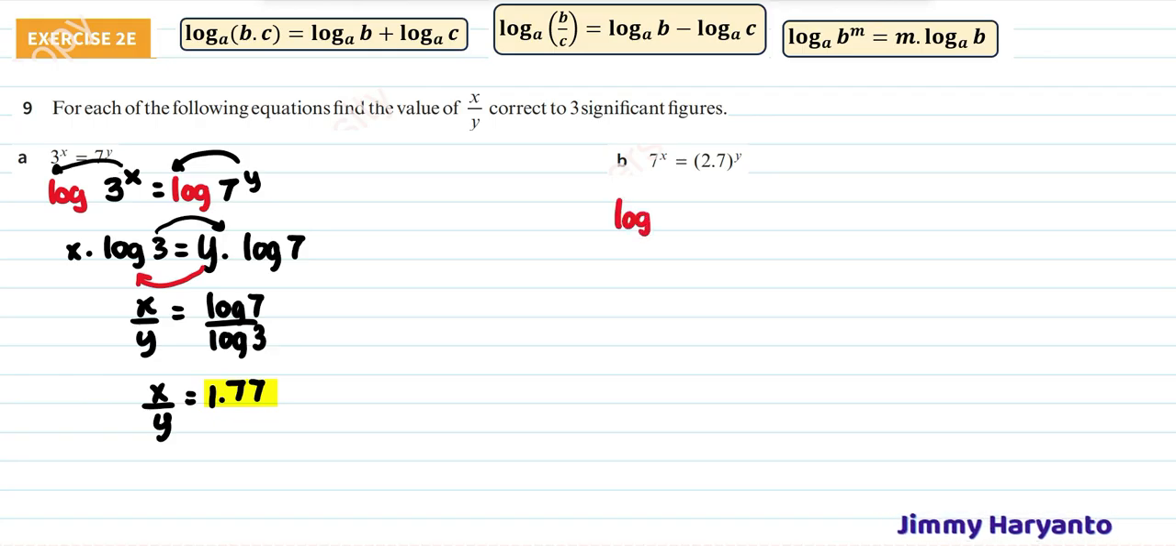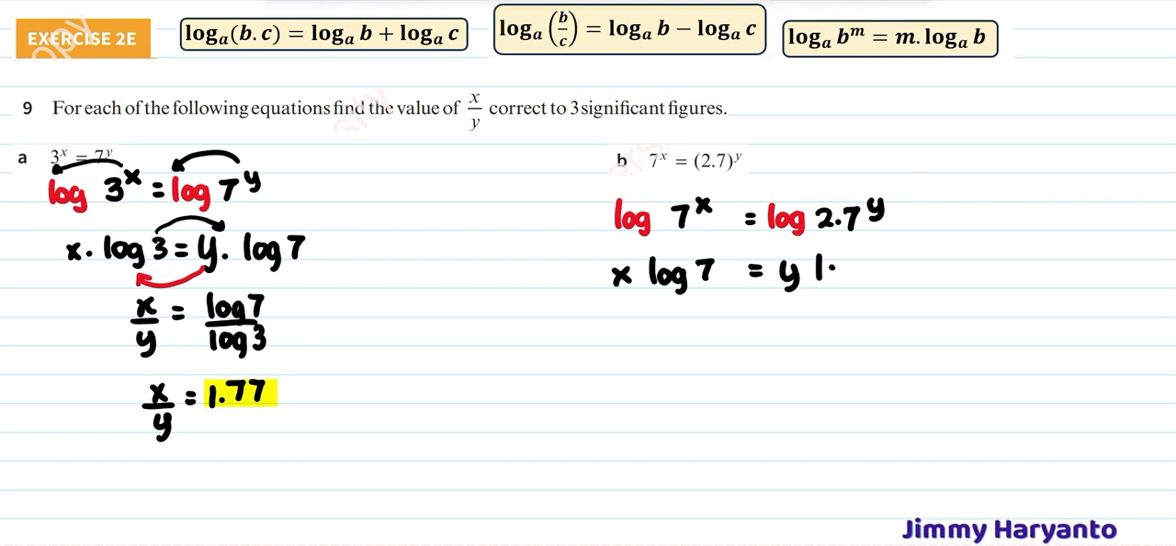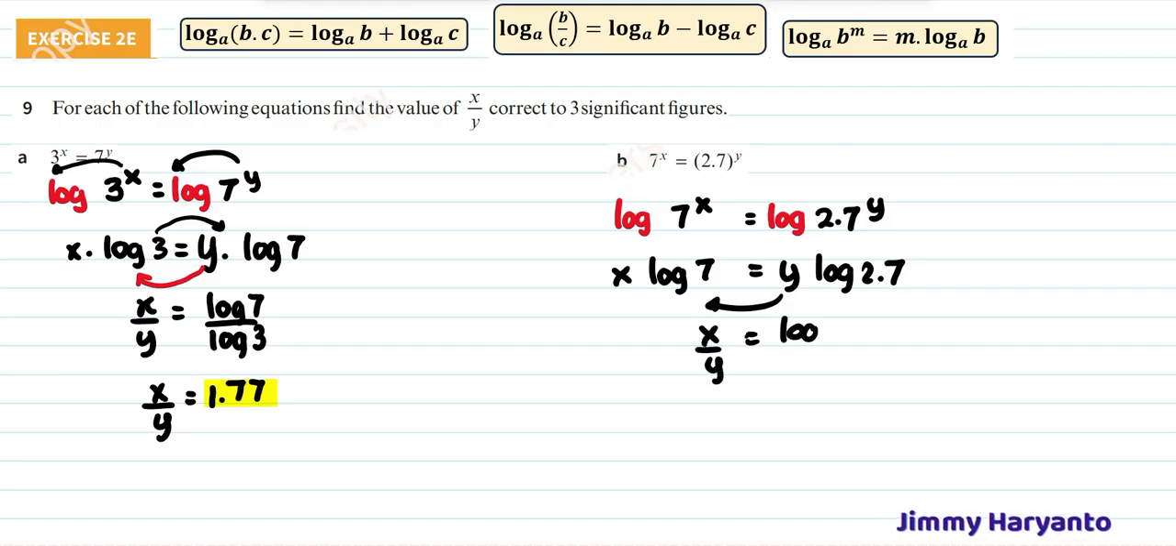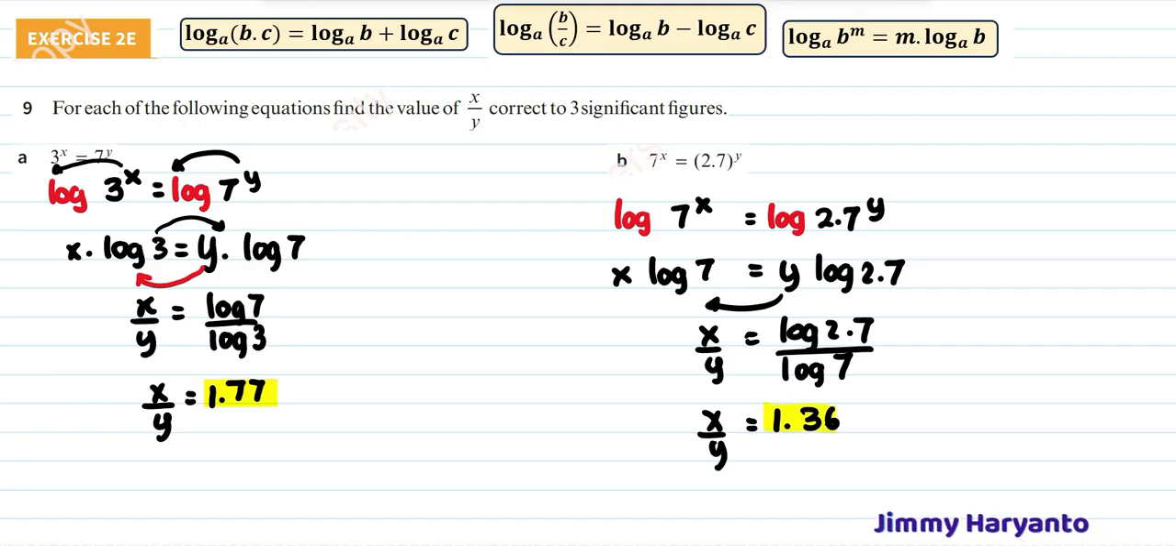Next is B, it is the same. I will give logarithm for both sides like this, and then 7 to the power of x, 2.7 to the power of y. Move the x to the front like this, and then y to the front like this, and then move the y to the left hand side. Move the logarithm 7 to the right hand side, and then calculate it using your calculator. x over y equals 1.36. There you go.